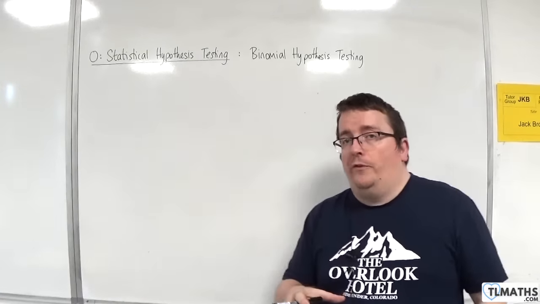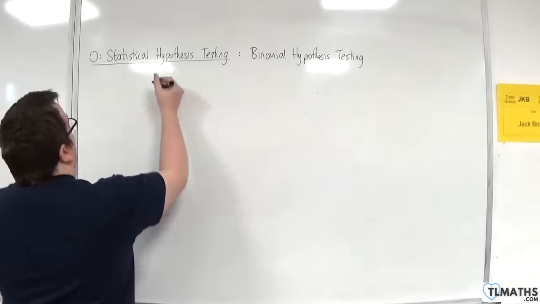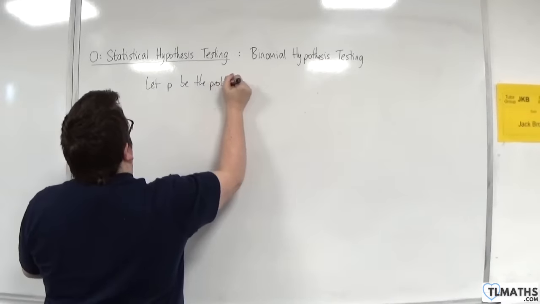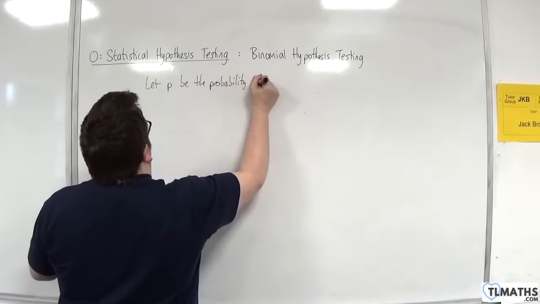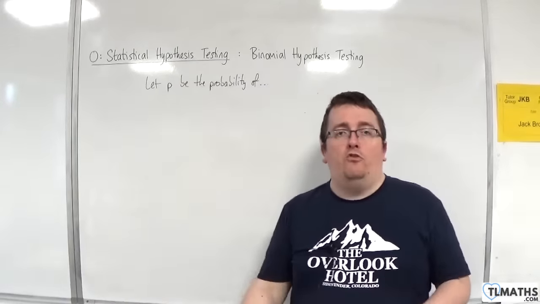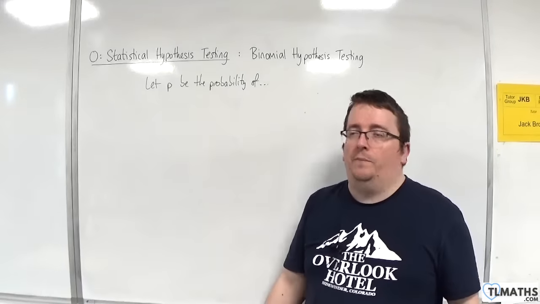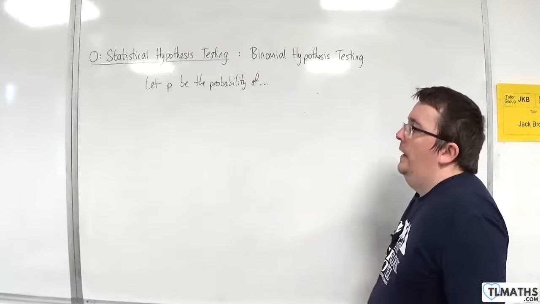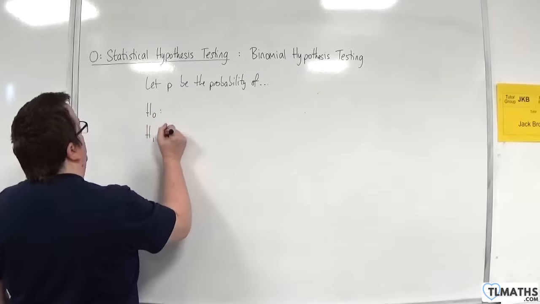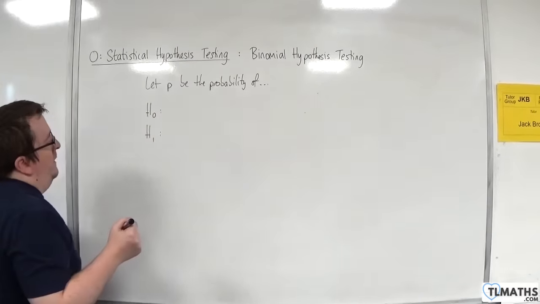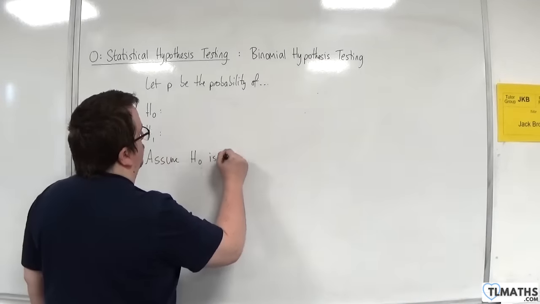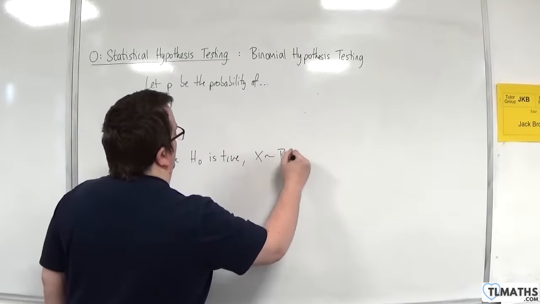So the binomial hypothesis test starts with: let p be the probability of... Okay, so it might be, let p be the probability of scoring a 6 on a fair die, or something like that, or scoring a 6 on a die. Then you're going to go into your null hypothesis and then your alternative hypothesis, and then you assume H0 is true, and you set up your binomial distribution.